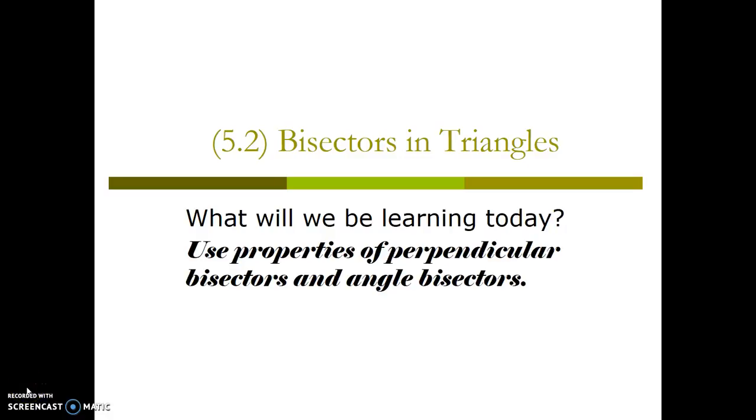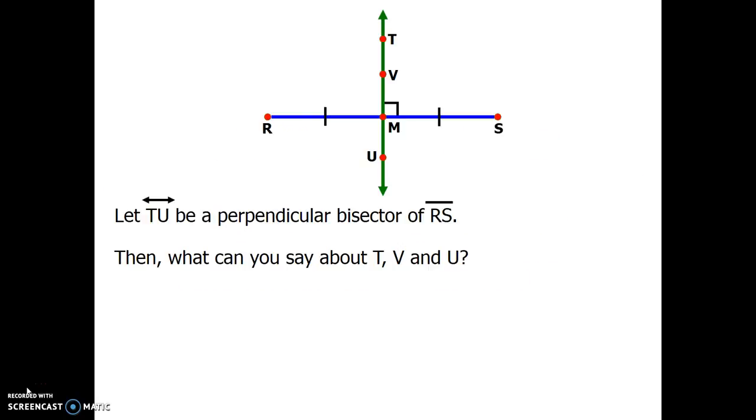Hello class, welcome. We're going to learn about bisectors in triangles, chapter 5, section 2. We're going to use properties of perpendicular bisectors and angle bisectors.